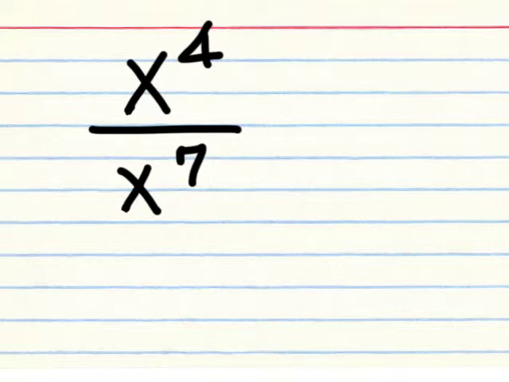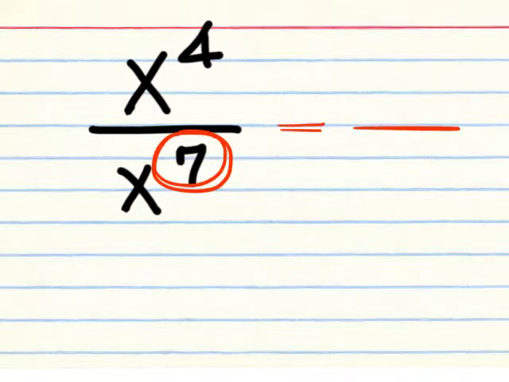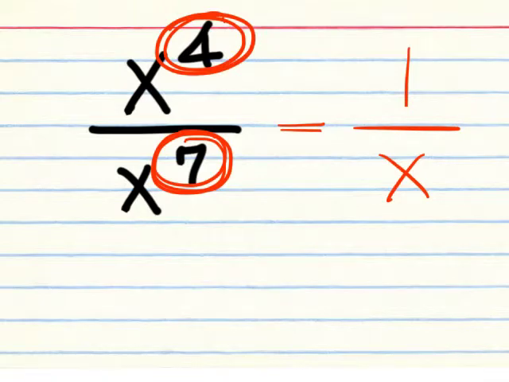X to the fourth over x to the seventh. The largest exponent is on the bottom. If you have an exponent that is the largest on the bottom, put 1 on the top, x on the bottom, and then subtract. Large exponent minus small. 7 minus 4 is 3. So the answer would be 1 over x to the third.